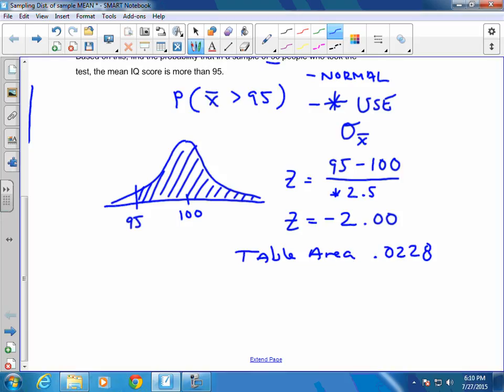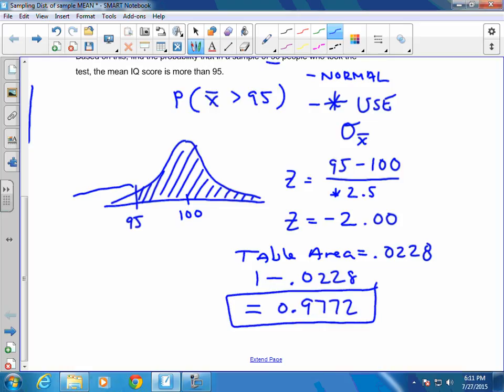But remember, the table area gives us the area to the left. So this was this small area over here to the left of 95. To find the area to the right, we're going to subtract that from 1. So now that's going to give me 0.9772 as my area to the right, and the answer to the question, the probability that our sample mean would be greater than 95.